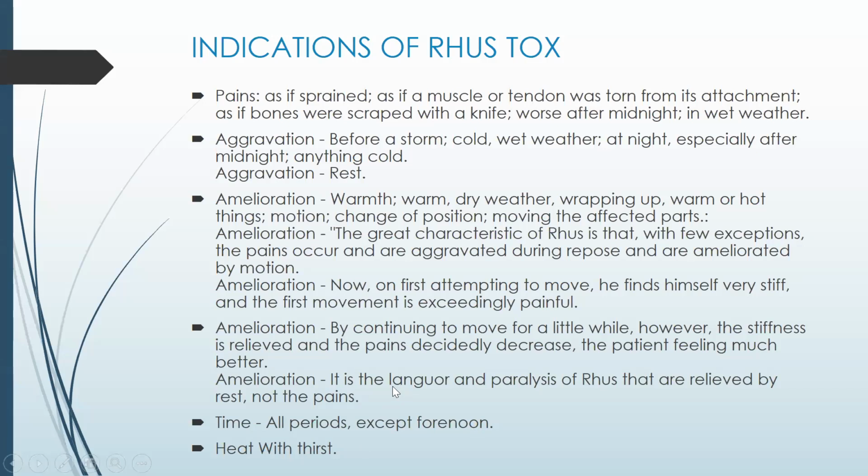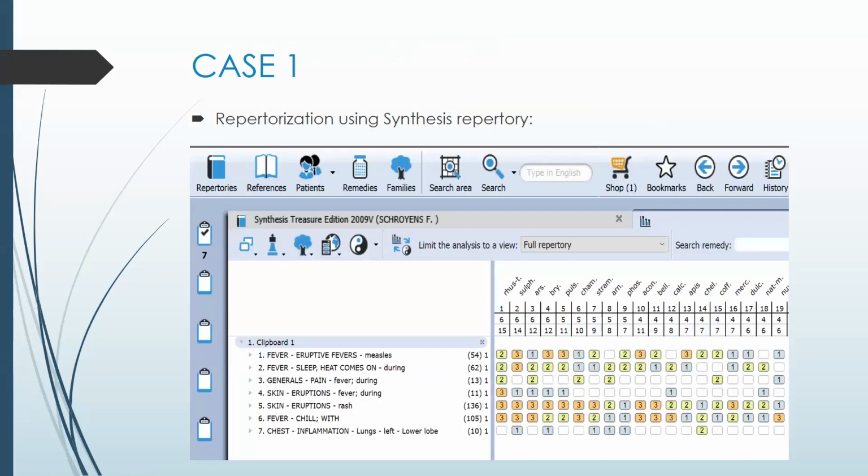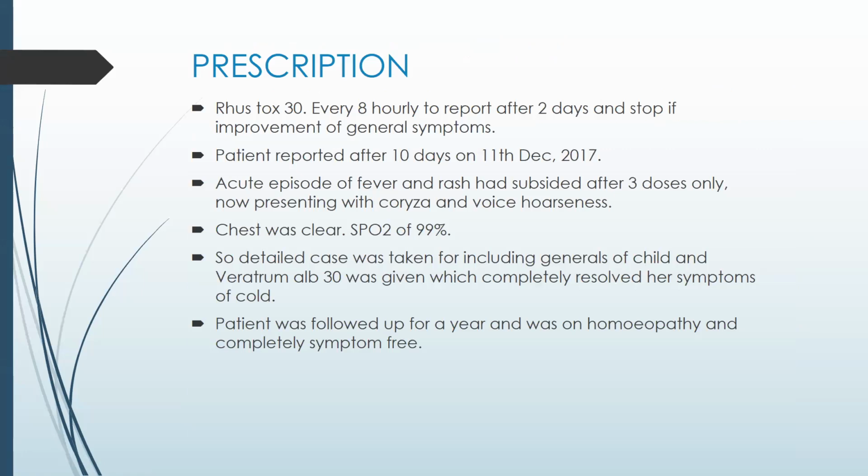In our case also, the pain symptoms were worse on first getting up from sleep and better by continued motion. Also for the eruptive fever, Rhus tox is an excellent remedy. And in repertorization as well, as we can see, Rhus tox was coming up well. So I prescribed Rhus tox 30 to be given 8 hourly. I gave it 8 hourly because the susceptibility of the child was already on the lower side, as the child was already on antibiotics, so we cannot repeat that frequently. I asked the parents to report after 2 days, and after improvement of the fever symptoms and general symptoms to stop the remedy.